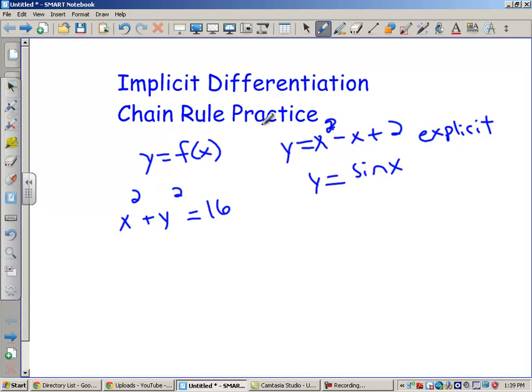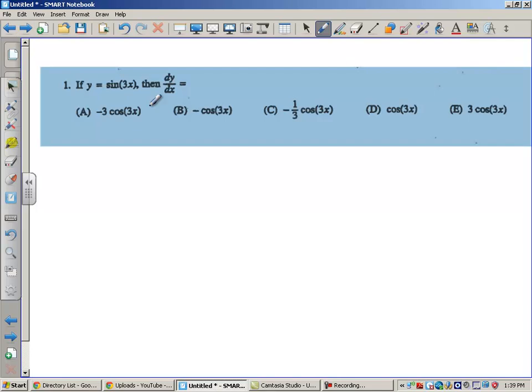We're also going to do some more chain rule practice. So this would be an implicit. It is implied that you could maybe solve it for y equals, but that's not going to be our goal. So here we go. Let's just get started.